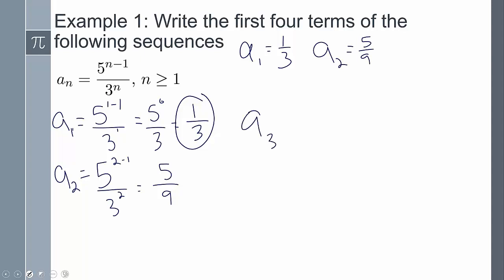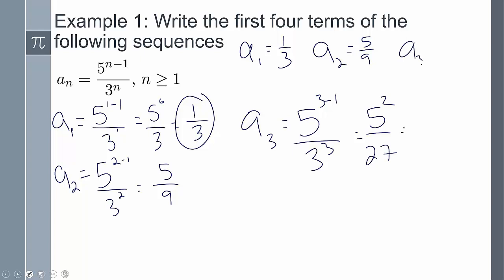Let's find a sub 3. So plug in 3 into our formula. You get 5 to the third minus 1 over 3 to the third. So that's 5 squared over 27. 5 squared is 25. So a sub 3 equals 25 over 27.